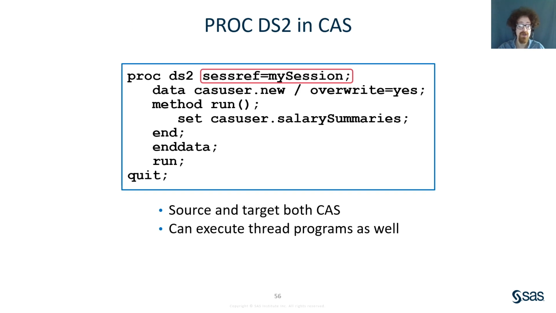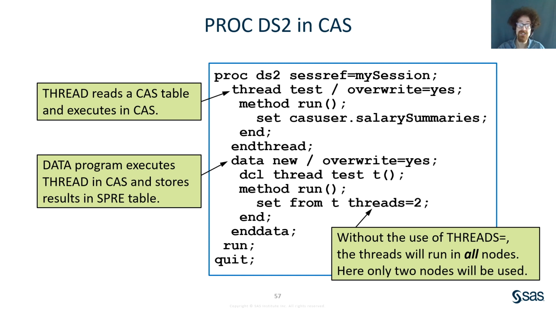There's a whole section on DATA step programming for CAS. DS2 or DATA step 2 code can execute in CAS as long as you use the SESSREF= or session reference option and name your CAS session, and you use CAS tables for both the input and the output. A DS2 DATA program only executes on a single worker node. However, DS2 threads will execute across the worker nodes. So, just like in Base SAS, you need to execute DS2 threads in order to accomplish parallel processing. Essentially, you specify the distributed execution across different threads in your code.